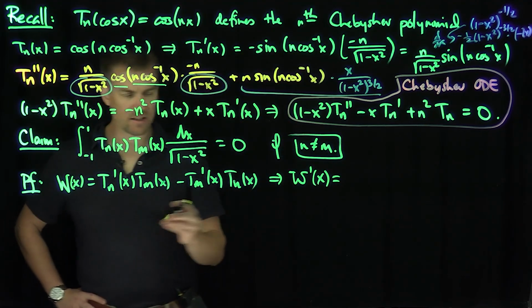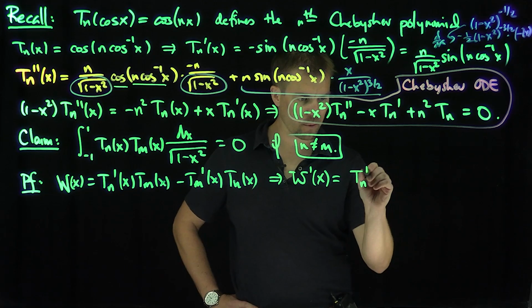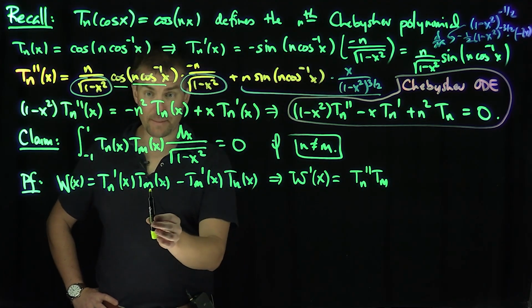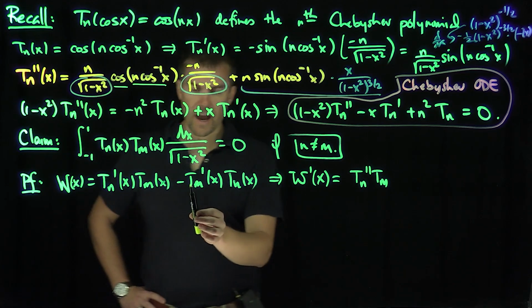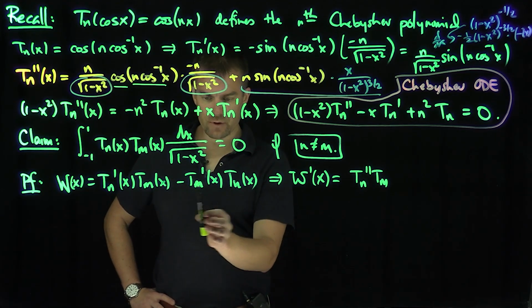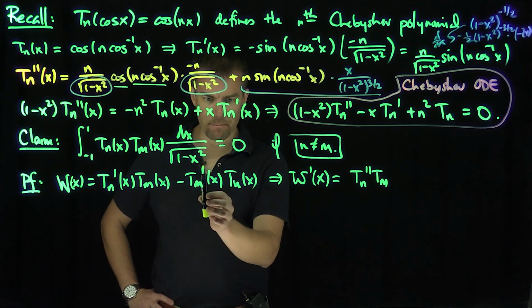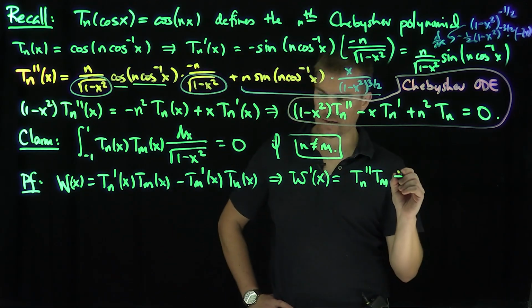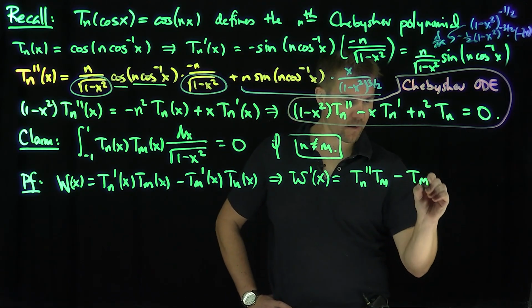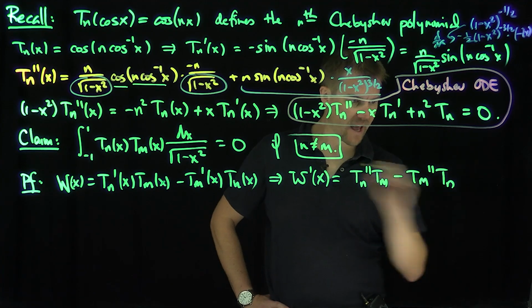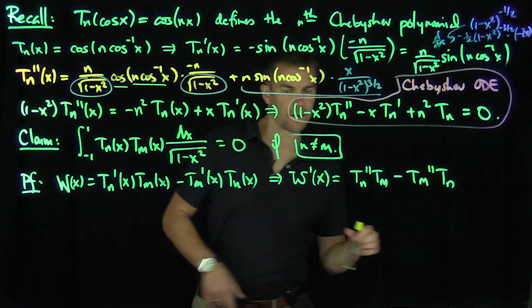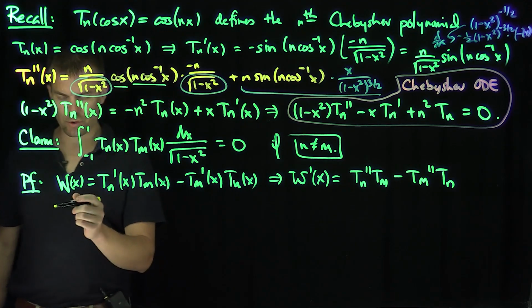So w prime of x, now I'm going to suppress the x from this calculation. It's going to be tn double prime tm. Then it's going to be a term that has tn prime tm prime, and I'm not even going to write that term because I want to do the derivative of this expression. We have a minus tm prime tn prime, right? So those are going to cancel out. And so all that we have left is going to be this thing over here. It's going to be tm double prime tn, like that, okay? And now the key is to multiply this. Let's consider this expression over here.